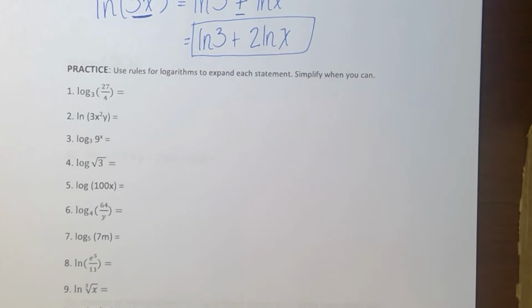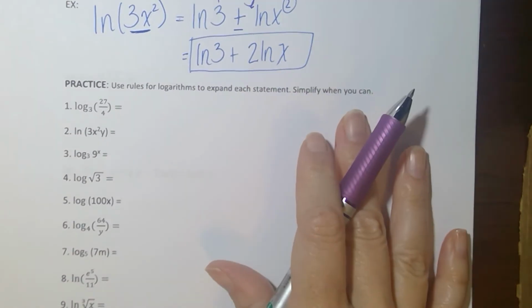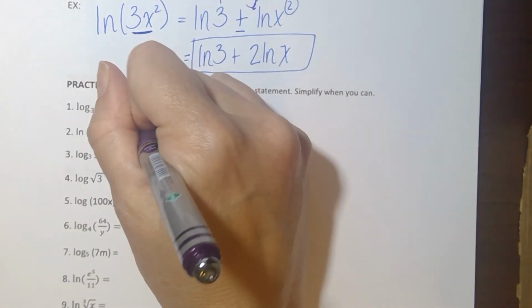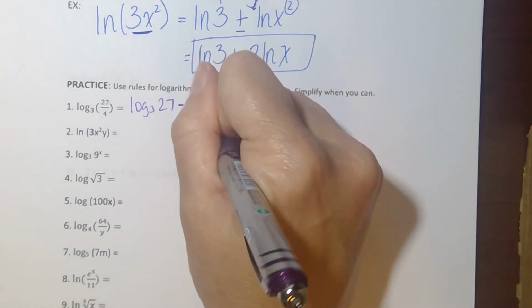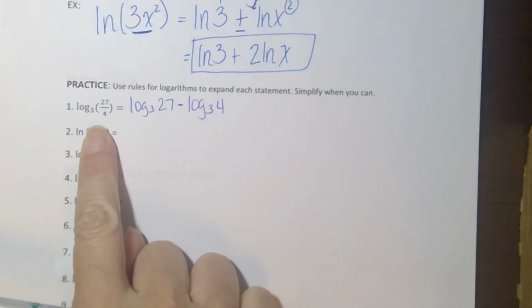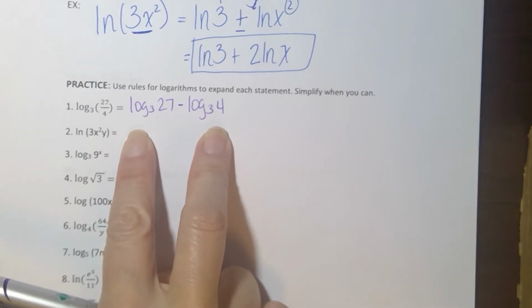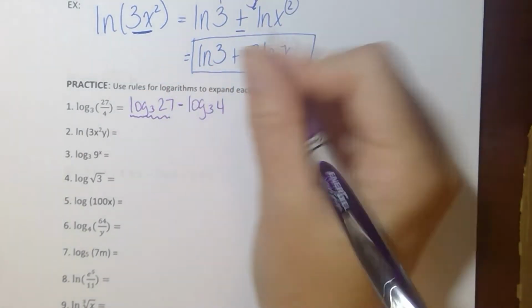In our first example, we have a quotient in my argument. So we're going to use our quotient rule, which means we pair division with subtraction. That gives me log base 3 of the numerator, 27, minus log base 3 of my denominator, 4. So I have expanded from 1 log statement to 2 log statements. Now I look at those 2 log statements and I see where I can simplify. I can simplify the first one, can't do anything about the second one.